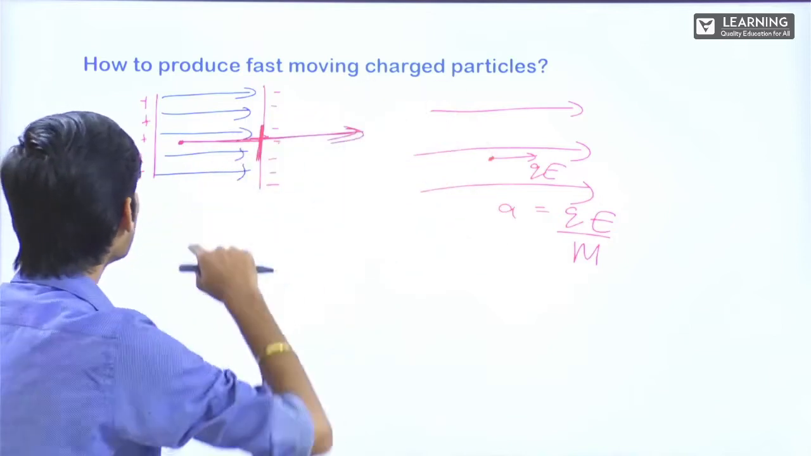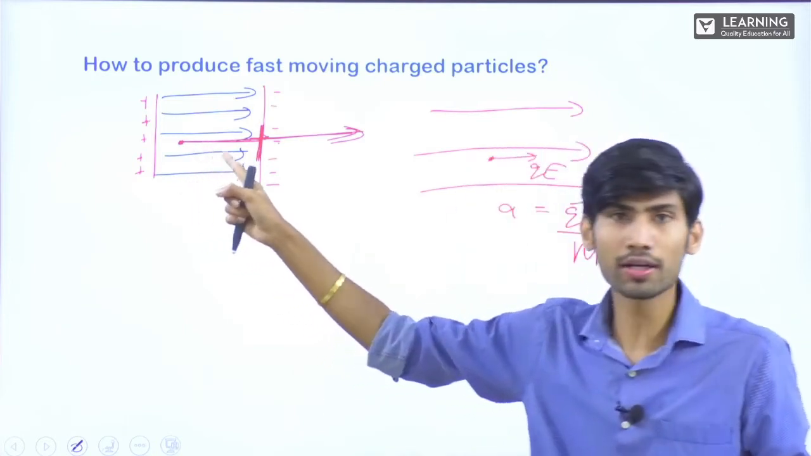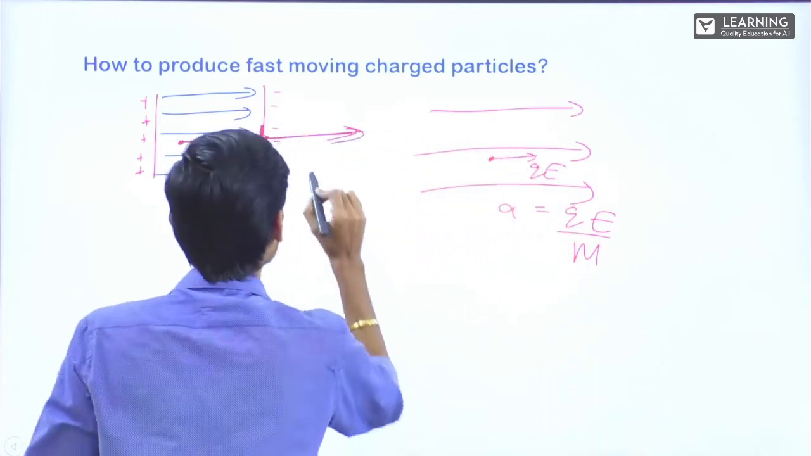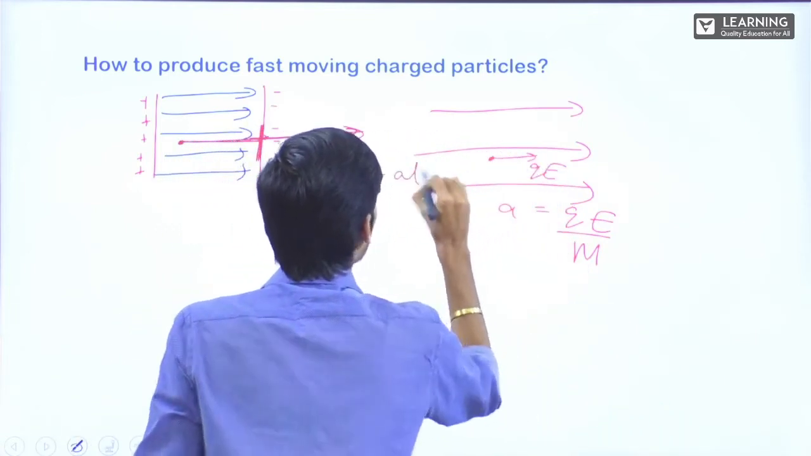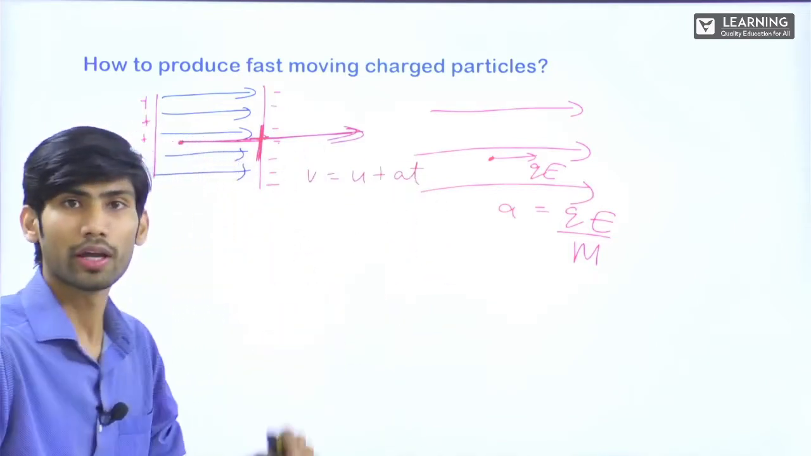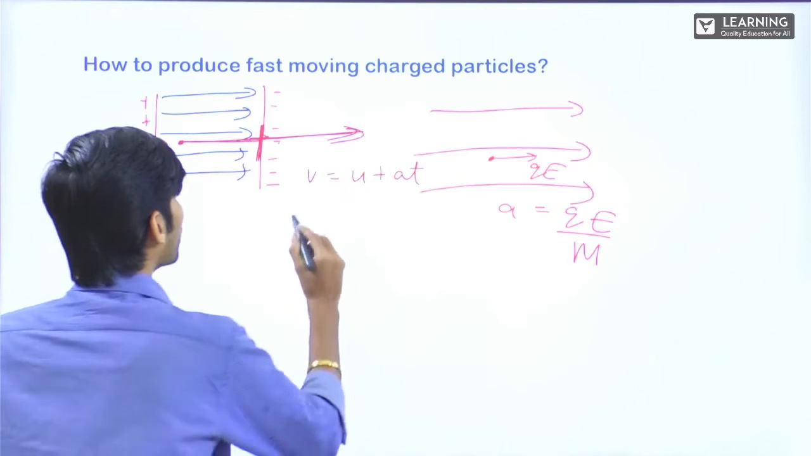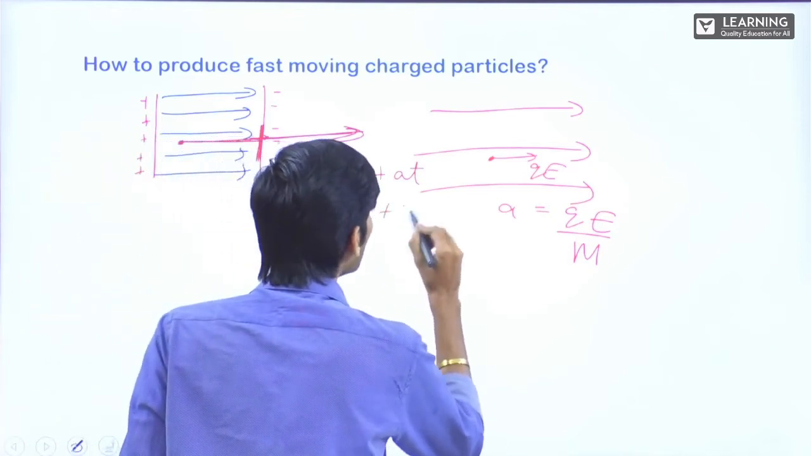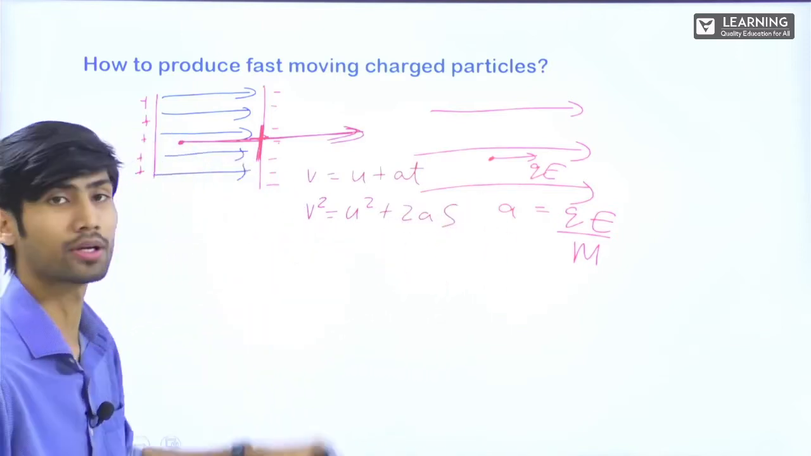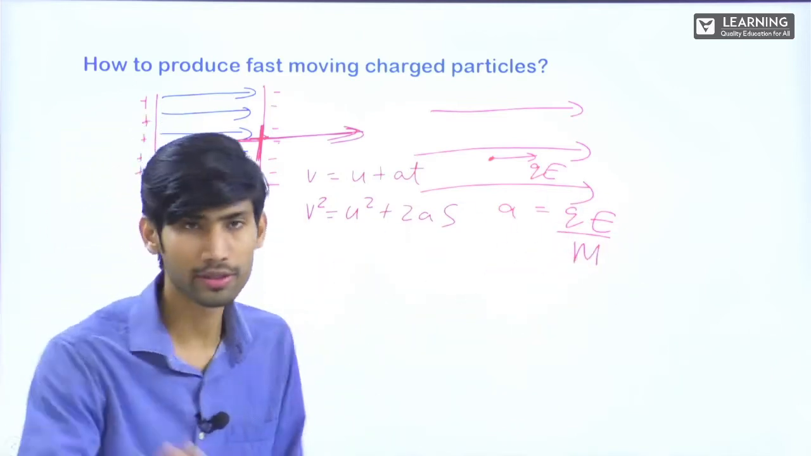So now if I want a highly accelerated charge with a very high speed, I need to keep this charge in electric field for a long duration. Right? It is very simple. V is equal to U plus AT. If I want this charge to have a very high speed, V is directly proportional to time. If this charge is accelerated for more time, the more speed it will get. Or V square is equal to U square plus 2AS. For more distance, if this charge is accelerated, the more velocity it will get. So this charge should be in electric field for longer distance. There is a challenge in that.